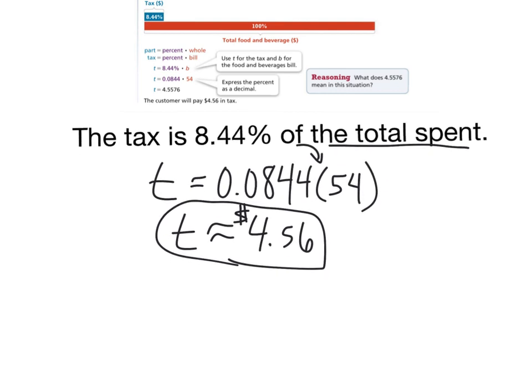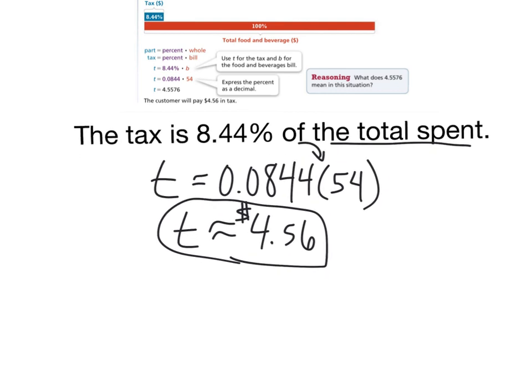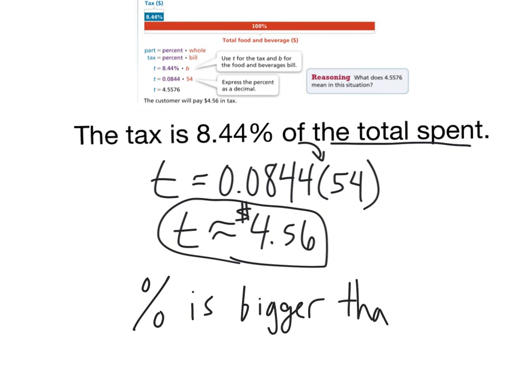One thing to remember as far as moving your decimal point, if you're changing a percent to a decimal, you're always moving the decimal 2 places. The question is, do we move to the left or do we move to the right? So a way to help you remember that, this percent sign is bigger than a decimal point.